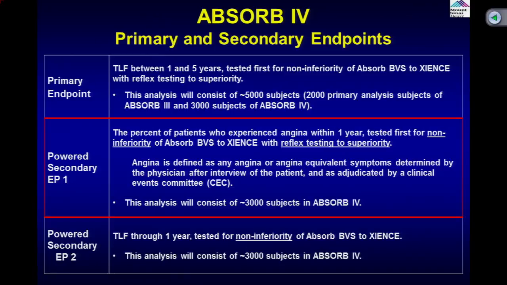Now, another important point which they are looking into is something cosmetic: because the BVS gets absorbed, maybe the patient will have less chest pain. The Absorb 4 trial is looking into 2000 patients, non-inferiority to the Giants, and particularly in terms of reflex testing as well as angina gradings. Hopefully the Absorb patients will have less angina, although earlier trials of the Absorb 3 did not show that.